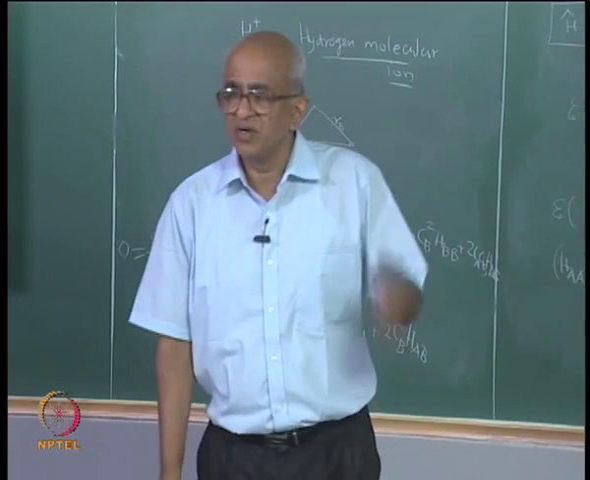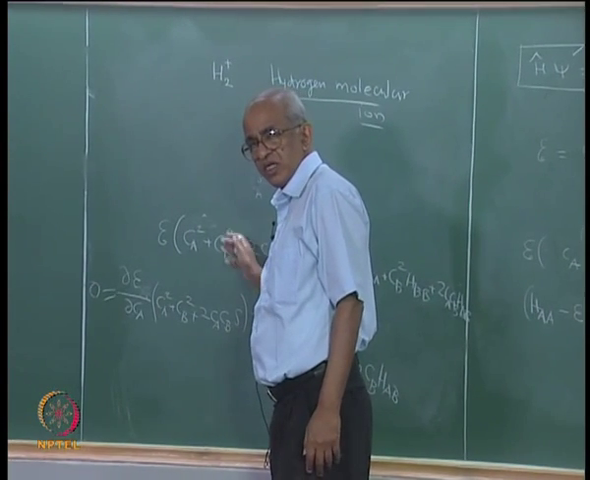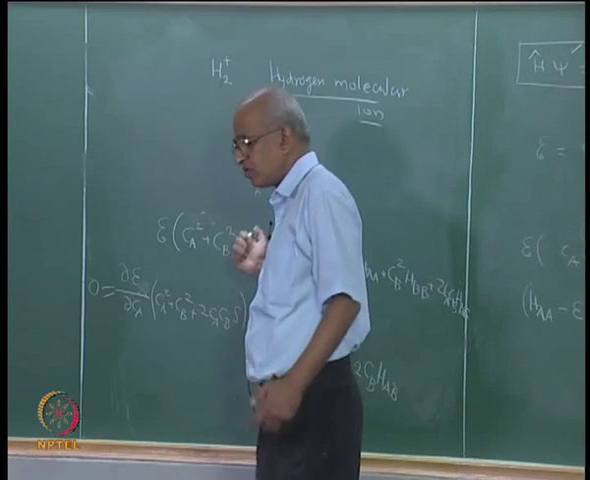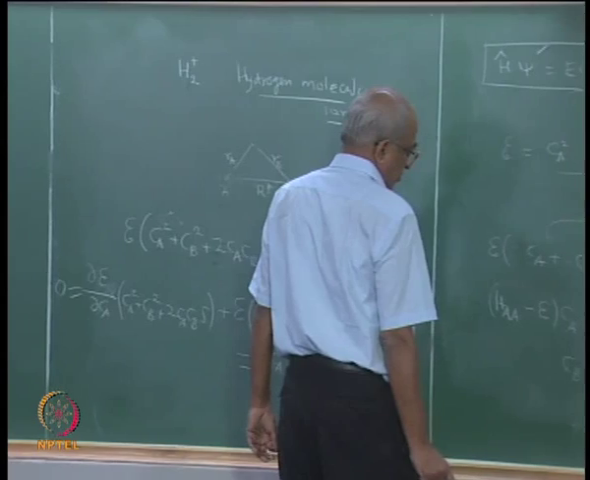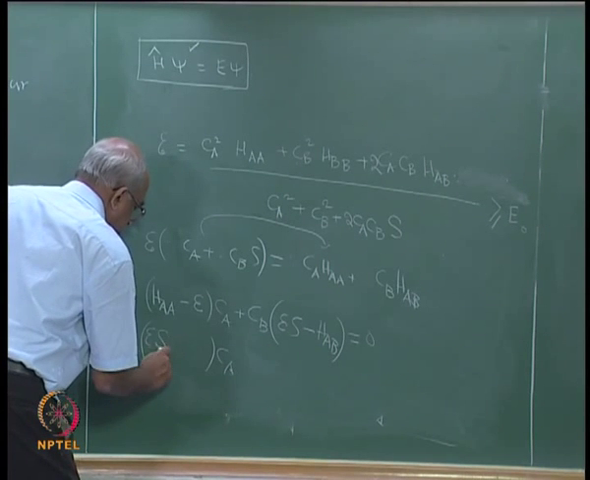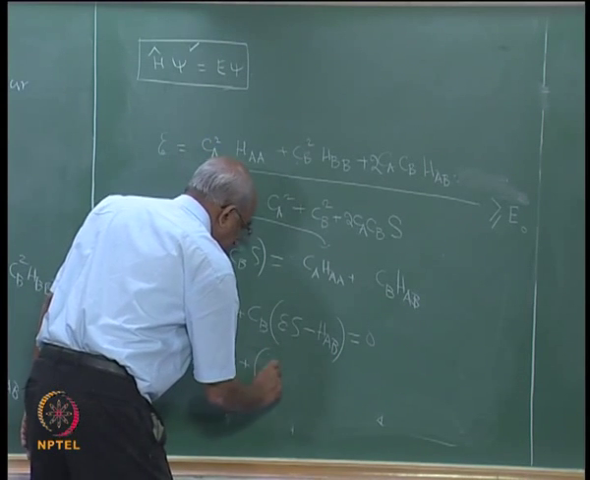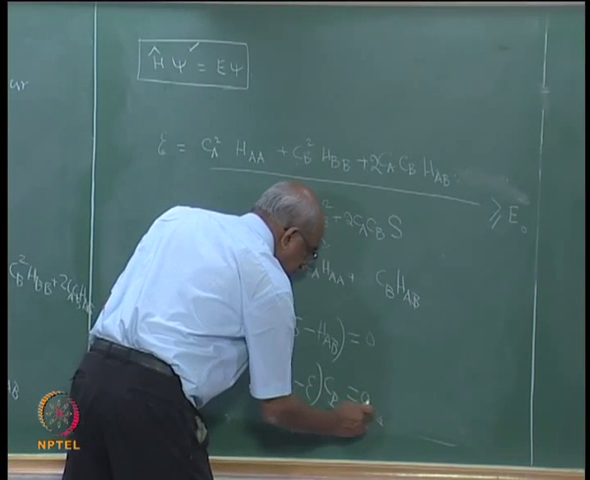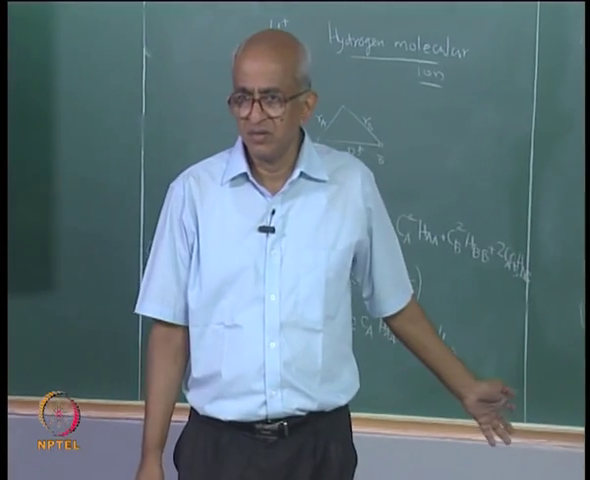In a similar fashion, you can differentiate this expression now with respect to Cb, put the derivative of script E with respect to Cb equal to 0, and you are going to get an exactly similar equation. I can just write down that equation. What would that be? It will say that Ca into script E into S minus Hab plus Hbb minus script E into Cb must be equal to 0. That is what this equation will tell you. In exactly the same fashion you are going to get this equation, fine.